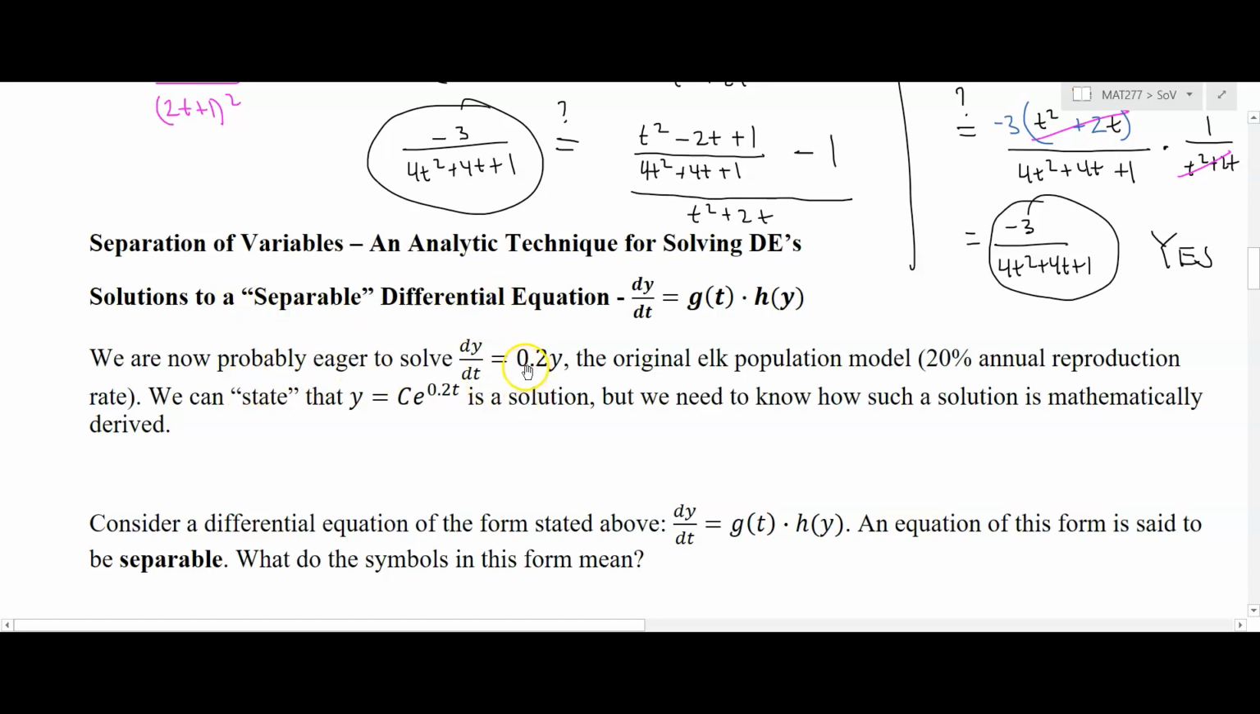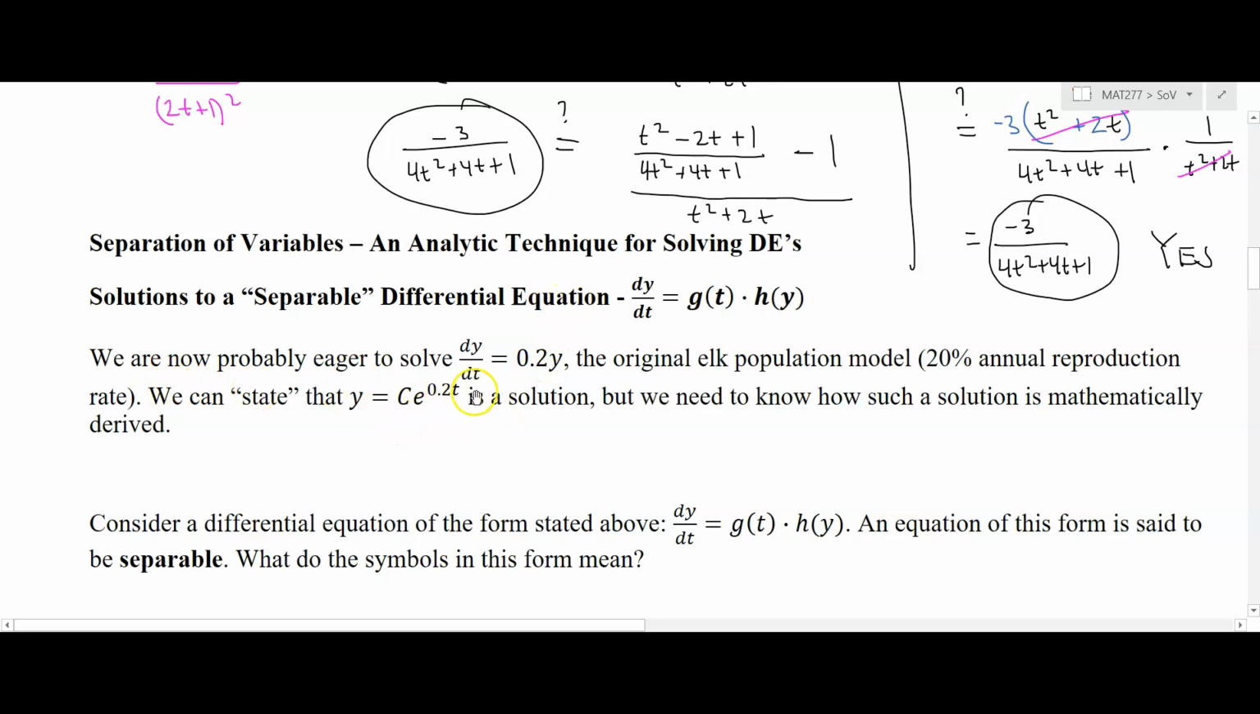One of the first models that we saw where we didn't actually know how to solve it was the elk model in our previous lesson, where dy/dt equals 0.2y. Basically this just meant that the elk population was growing at a rate of 20% per year, or another way of saying it is that 20% of all elk reproduced. Another way of saying that is for every one female adult elk, 0.2 additional elk were born on average.